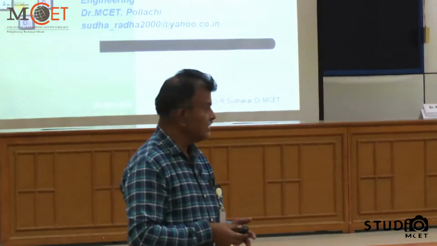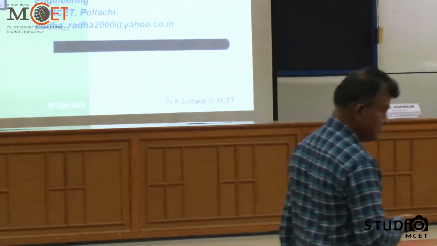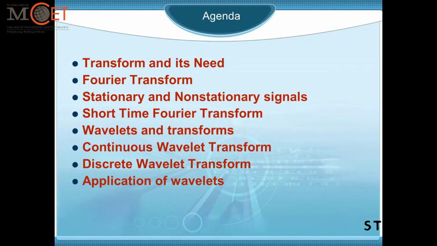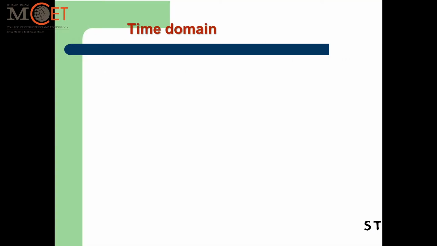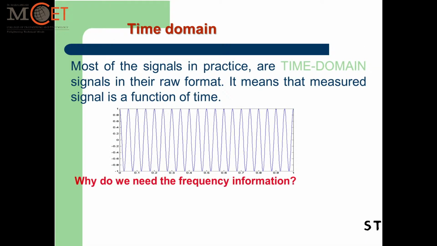Okay. Now let us come to this portion. Transform and its need. You are very familiar with Fourier. Stationary and non-stationary signal. Short time Fourier transform. Wavelets. There are two classifications, continuous and discrete, and finally we are going for applications, right? What is this? Let us not worry about the words, right?